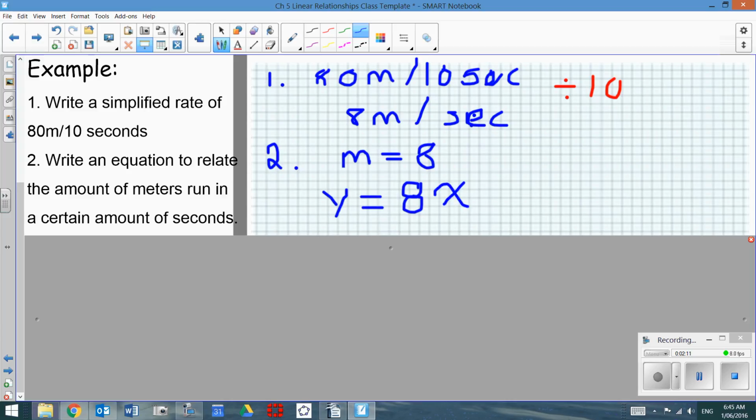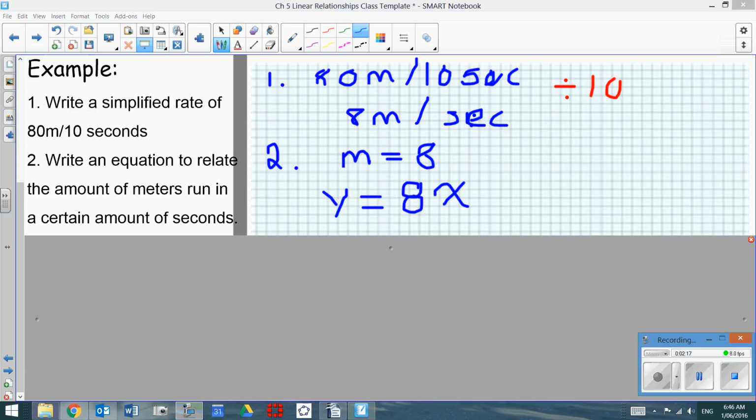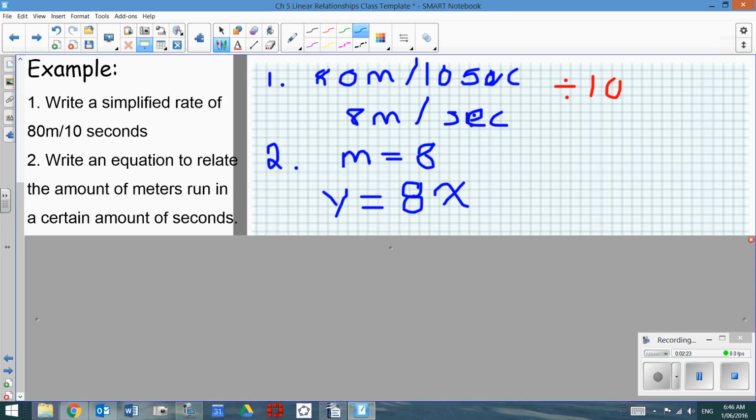What we're really thinking of is, if we let x represent the number of seconds that we're running, and we multiply that number of seconds by 8, because for every second we run 8 meters, then our output y is going to be how many meters we've run total. So 8 multiplied by however many seconds we run gives us a total number of meters that are actually run. We're just relating our seconds to our meters with that gradient of 8.